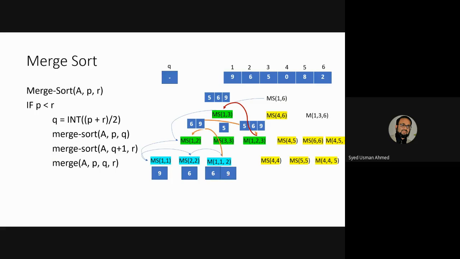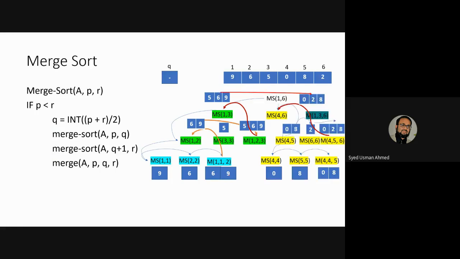Now we will do the same process for MS 4 comma 6, and we will end up with a list called 0 comma 2 comma 8, in the same way as we did for 5 comma 6 comma 9, right? If you don't understand, you can just write to me in the comment box of this video and we will try to answer your question.